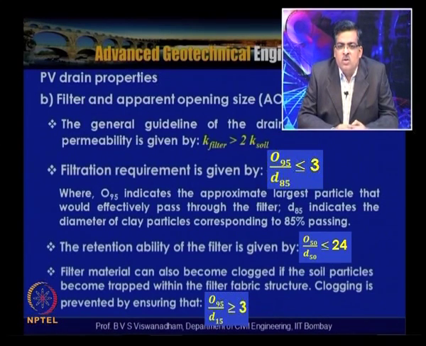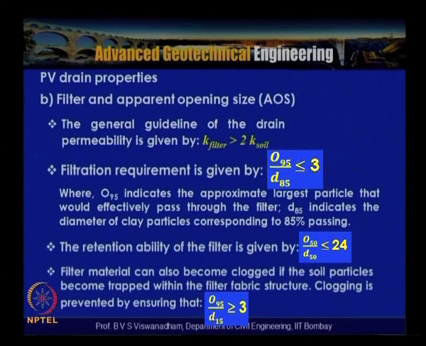So, the general guideline for the drain permeability is that the filter should have more permeability than the soil, and the filtration requirement is given by O95 by D85 less than or equal to 3, where O95 indicates the approximate largest particle size that would effectively pass through the filter, and D85 indicates the diameter of the clay particles corresponding to 85% passing. So, the retention ability of a filter is given by O50 by D50, which is less than or equal to 24.